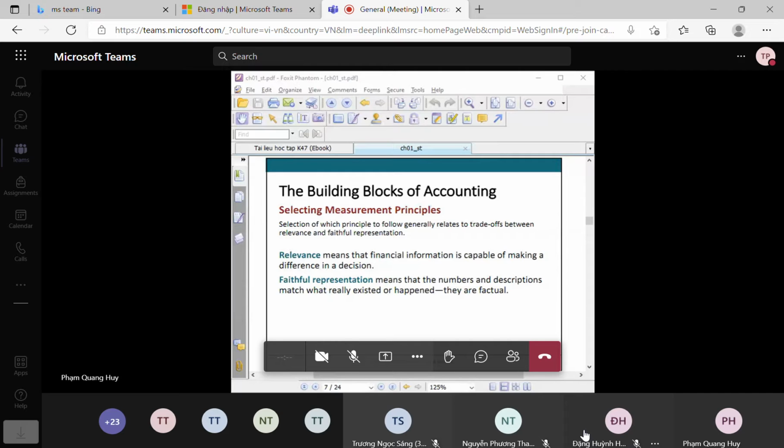Any question to me up to now about the first two objectives of Chapter 1?